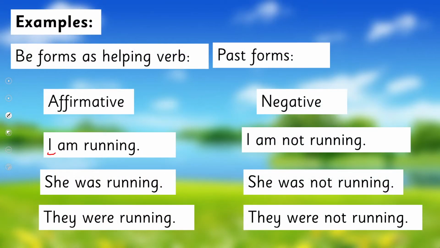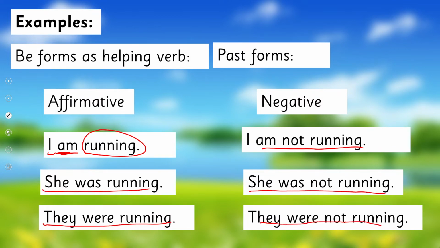I am running. Now look at this. This running is a verb. It is already there. It is telling us am is the helping verb here. I'm running. I'm not running. She was running. She was not running. They were running. They were not running. So was and were are helping verbs because the main verb is running here. Very simple. You got it?